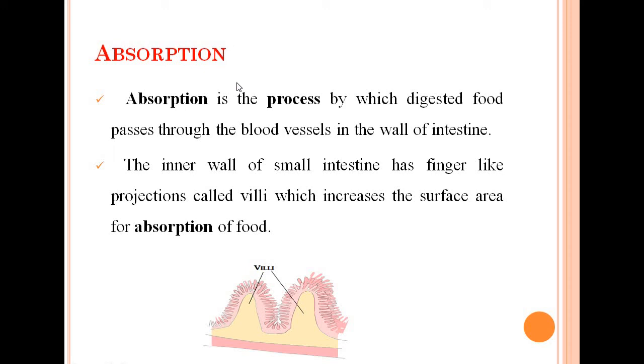Actually in absorption, the inner wall of the small intestine has finger-like projections called villi. They increase the surface area for absorption of food. You can see here this is the small intestine, and these are the villi, the finger-like projections that increase the surface area so that more and more absorption can take place. After that, the chyme passes into the large intestine where water and minerals are absorbed.